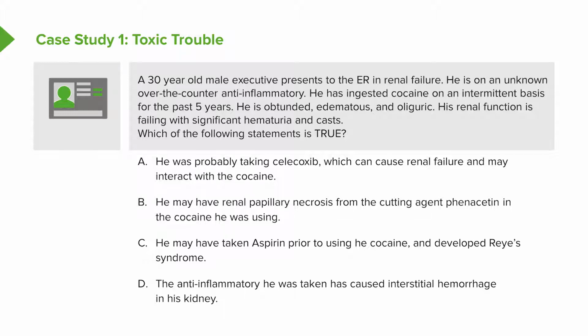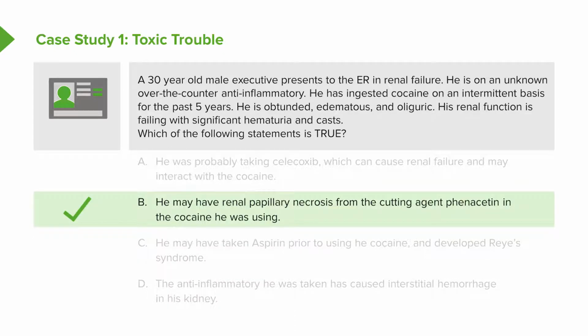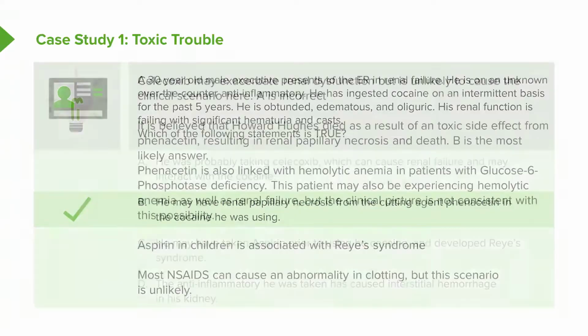C. He may have taken aspirin prior to using the cocaine and developed Reye's syndrome. Or D. The anti-inflammatory he has taken has caused interstitial hemorrhage in his kidney. What's the most likely answer? So he may have renal papillary necrosis from the cutting agent phenacetin in the cocaine that he was using.